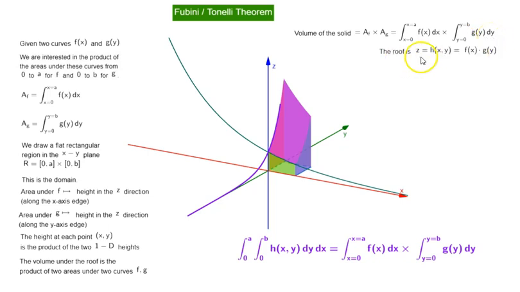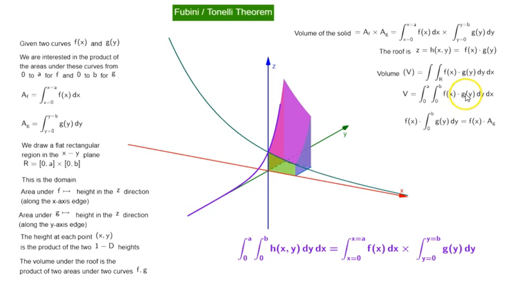The roof is a three-dimensional surface. So z is equal to h of x comma y, which is equal to f of x times g of y. So volume is equal to the double integral over the rectangle of f of x, g of y, dy, dx. In this particular case, we can say V is equal to the integral 0 to a, integral 0 to b of f of x times g of y dy dx.